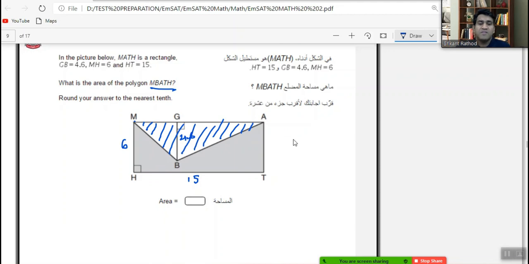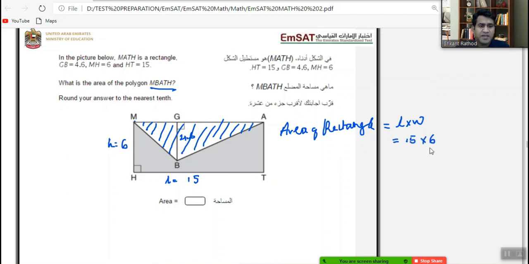Now let's first find the area of the rectangle. What is the formula? Area of a rectangle is basically length into width, or breadth, we can also say. Length is going to be 15 and the width or the breadth is going to be 6. So we can say here 15 times 6, so the value here is going to be 90.